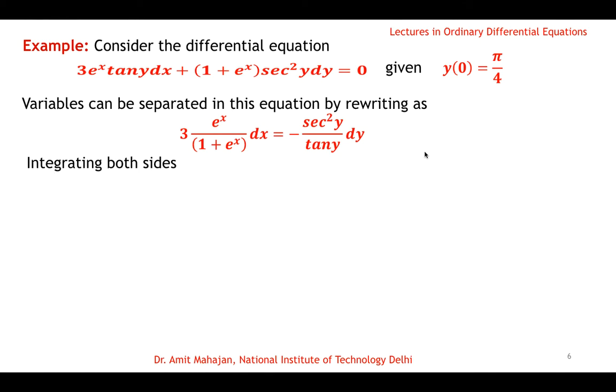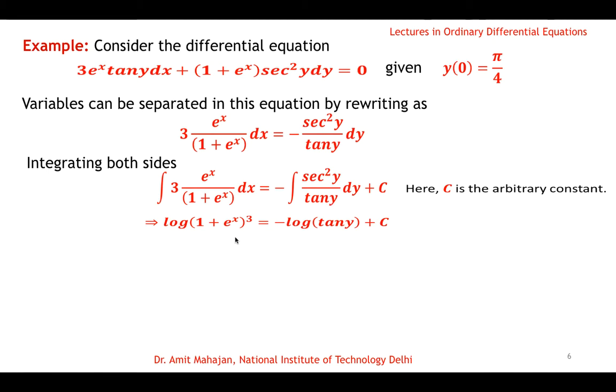So, integrating both sides. This is simply 3 times the function, and the numerator is the derivative of the denominator, so it is log of 1 plus e power x. Similarly, the derivative of 10y is secant square y, so the integral of this is log of 10y. So this is 3 times log, and then because of log it goes to power. And then I can combine log terms to rewrite the solution as 1 plus e power x cube 10y.